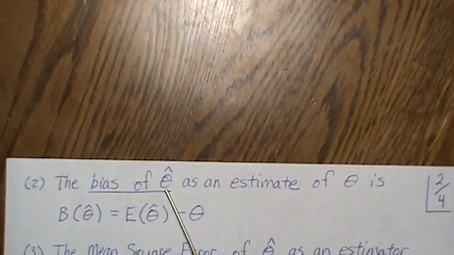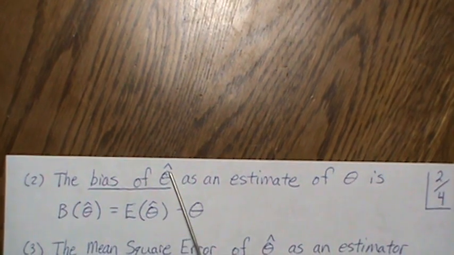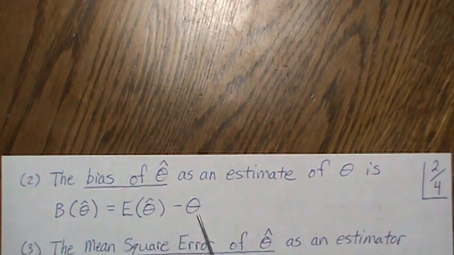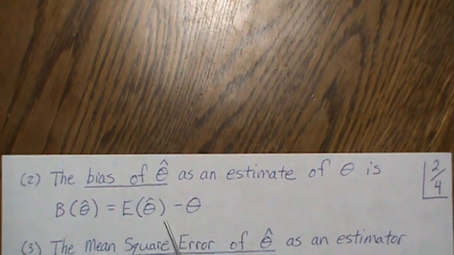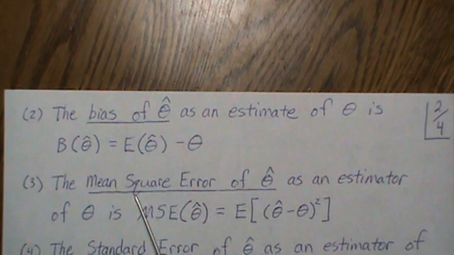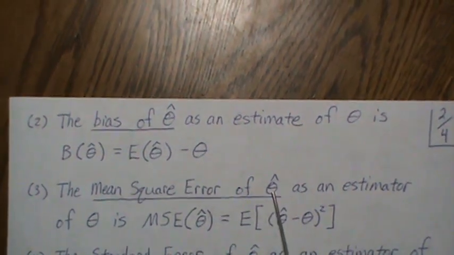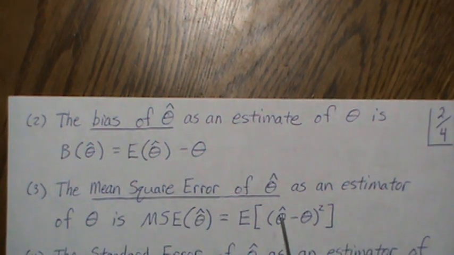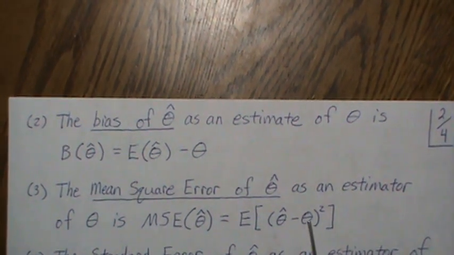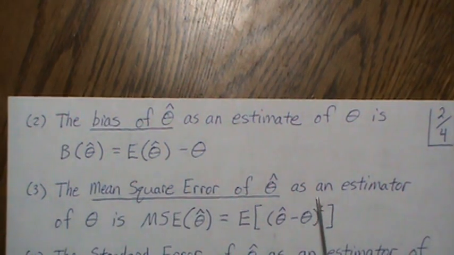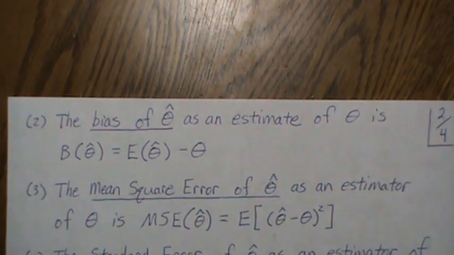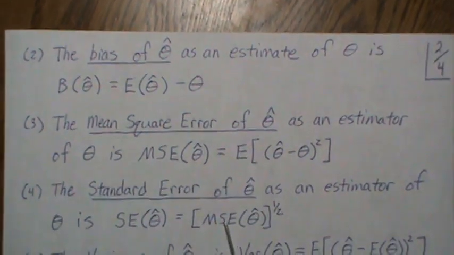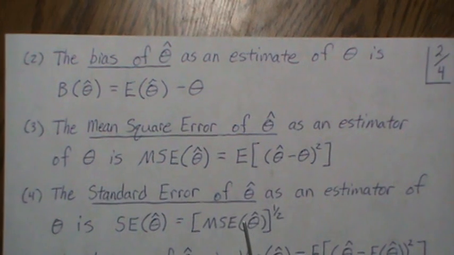The bias of our estimator theta hat is the difference between its expected value and the parameter that it's trying to estimate. This is called bias. The mean square error of our estimator theta hat is the average squared distance between our estimator and the parameter that we're trying to estimate. That's squared, so it's the average squared distance. The mean square error. Now the standard error is actually the square root of the mean square error.